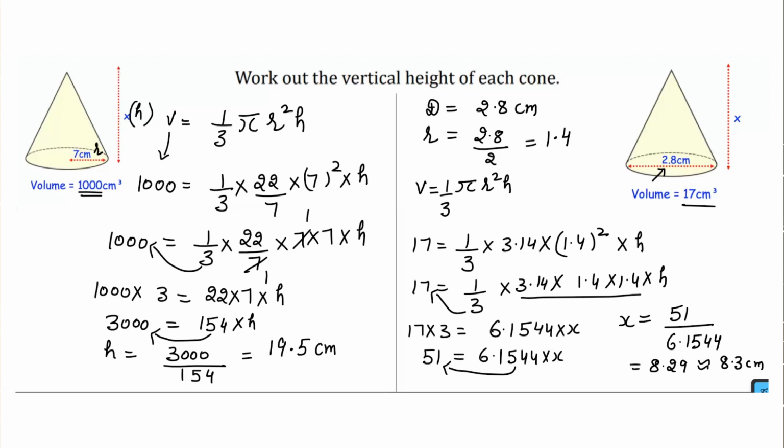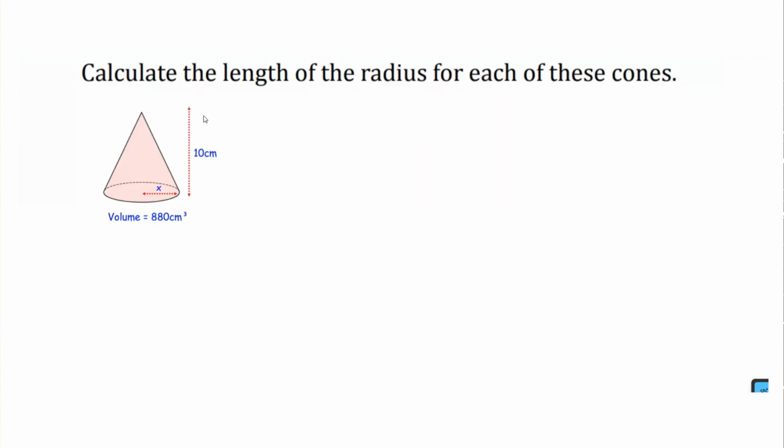Now let's understand the question where the radius isn't given, height is given and volume is given, and we have to calculate the radius. In this question, the radius is missing, but they have given us the height and the volume. So we'll write V equals 1 by 3 pi r square h. In place of r, we can write x. So V means 880 equals 1 by 3 into 3.14 into x whole square into h, which is 10.